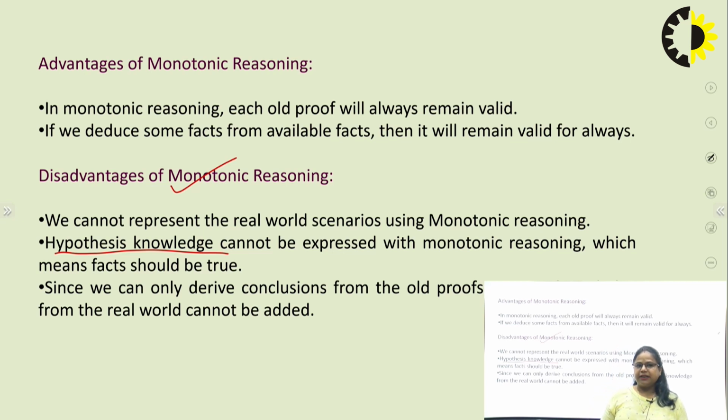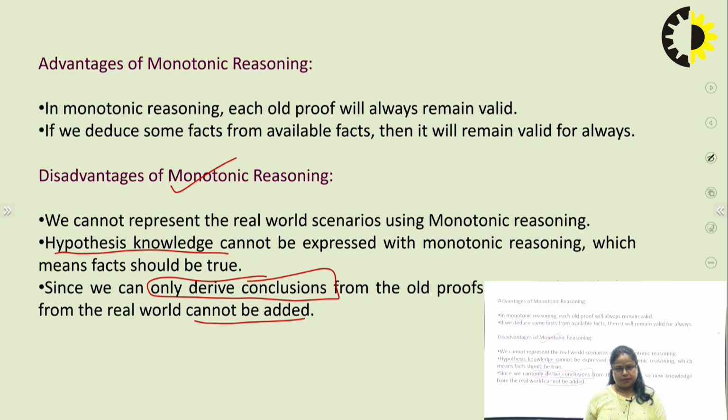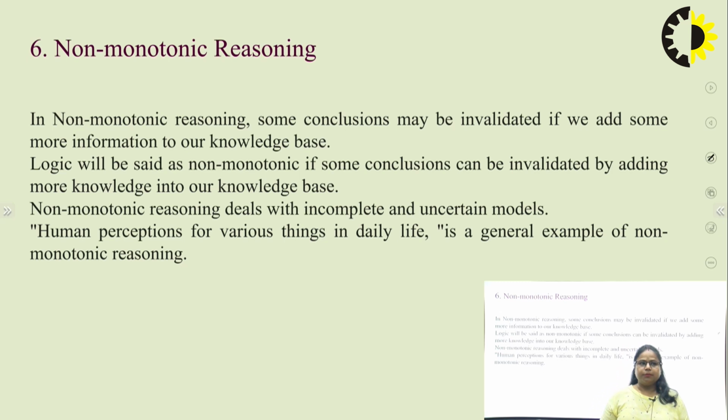Since we can only derive conclusions from the old proofs, if we add new information from the real world, that is of no use, or we cannot add it, because we have already derived one conclusion, and that particular conclusion from the old proofs is already a true fact, a true solution. Then why would we need to add more and more data, new knowledge of the real world? You can say this is the disadvantage of using monotonic reasoning. The next is non-monotonic reasoning.